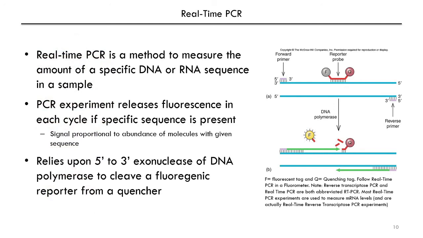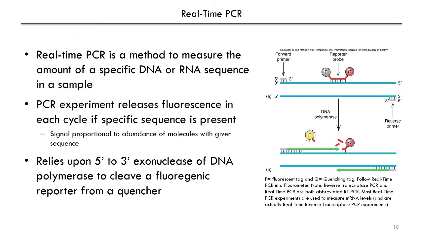Having the quencher attached to the same DNA oligonucleotide prevents the fluorescent tag from giving off fluorescence. But during each cycle of PCR amplification, as the DNA polymerase extends the primer that binds the same strand as the probe, it will cleave the probe through its 5' to 3' exonuclease activity, releasing the fluorescent tag from the quencher, resulting in a fluorescent signal.